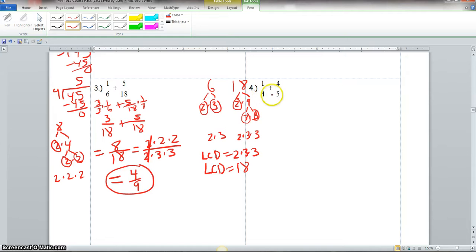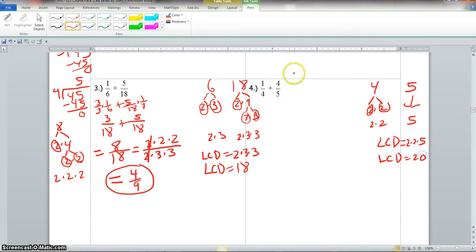Now we come here to number 4. We have 4 and we have 5. We break 4 down to 2 times 2. This is the prime factorization of 4, which is 2 and 2. And the prime factorization of 5 is 5. They have nothing in common, so our least common denominator is 2 times 2 times 5, which would give us 20. So now we'll take 1/4 plus 4/5, and our common denominator would be 20.